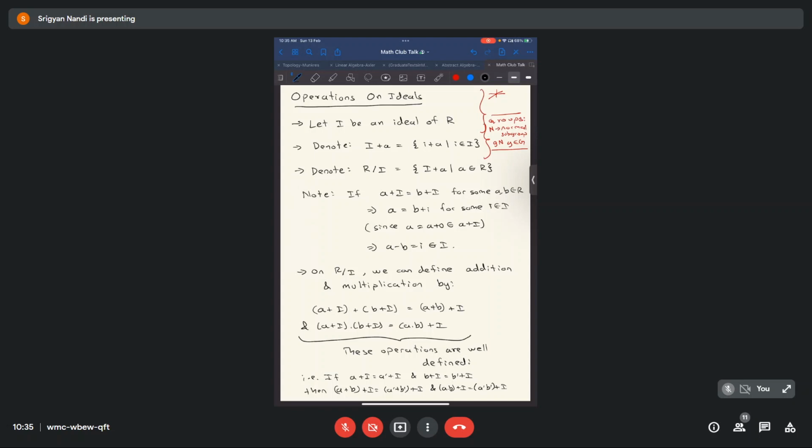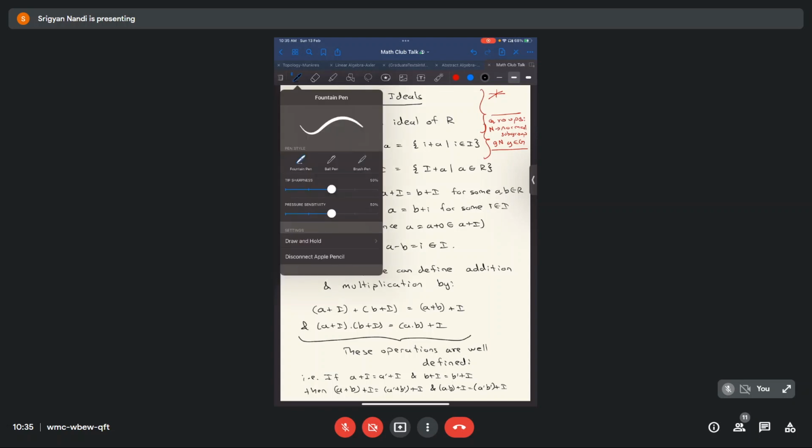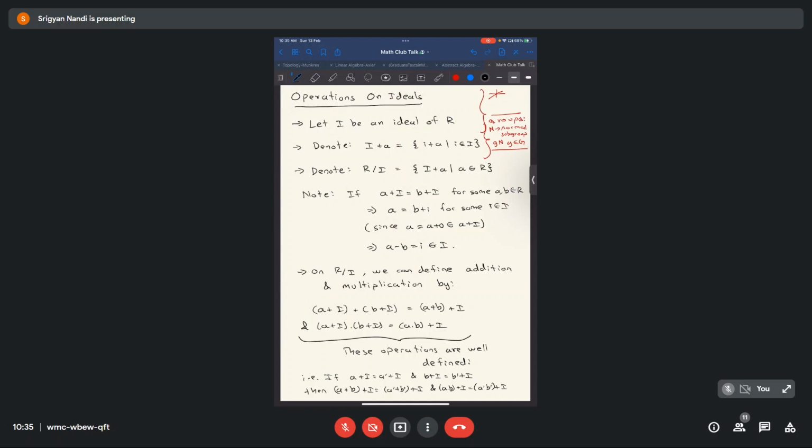Now, of course, I will emphasize it here: it is not necessary that if a is not equal to a dash, then I plus a is not equal to I plus a dash, as we will see in the following note.